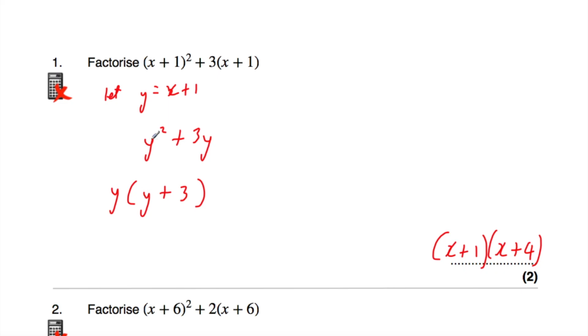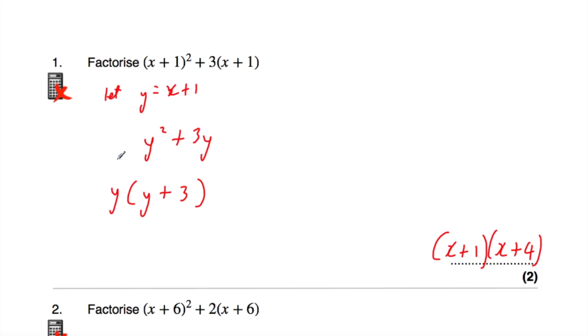Y times y is y squared, and y times 3 is plus 3y. So that's fantastic. We've now got to this point, but this has just got y's, and if you think of the question, it had x's in it. So what we're now going to do is replace the y with x plus 1, because y is x plus 1. So let's replace this y with x plus 1 and this y with x plus 1.